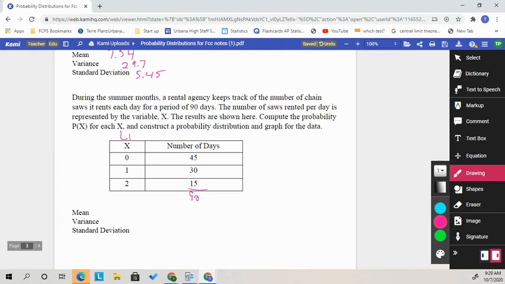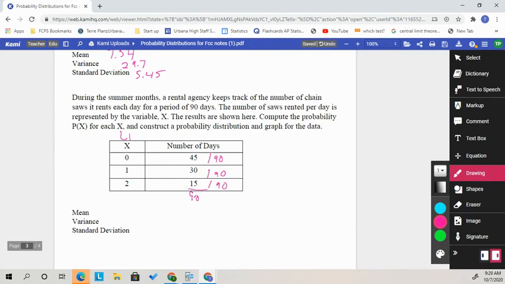Okay, so compute the probability for each. If I rented 0 chainsaws for 45 days, the probability is 45 out of 90. 1 chainsaw for 30 days, probability 30 out of 90. 2 chainsaws is 15 out of 90. So this is just all going to be over 90. You don't even have to simplify the fractions right now. The calculator will do it for you.